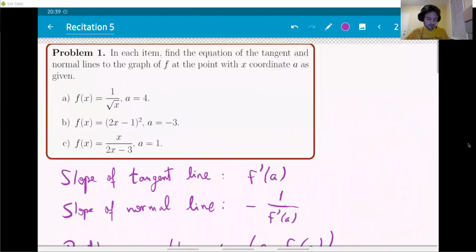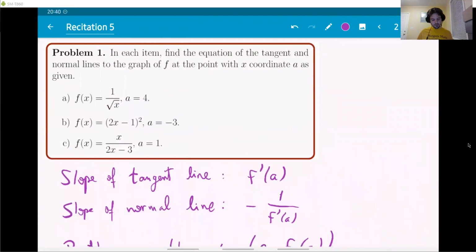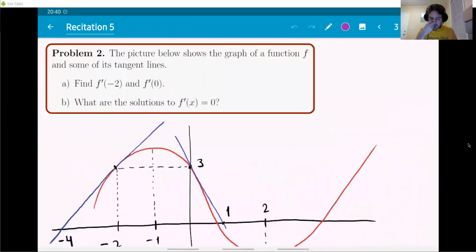It's exactly the same idea. The function is okay. It's not too complicated. Let's move on to the other problem. This problem is a similar one, but we're using graphical information to obtain the derivatives from the tangent lines.